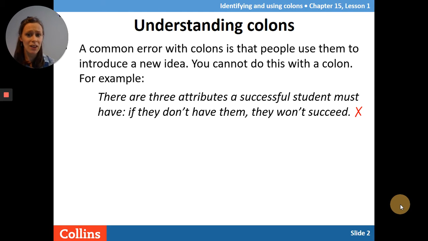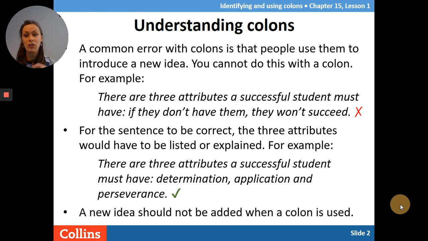Now, a common error with colons is that people use them to introduce a new idea. You cannot do this with a colon. That would be like saying 3 equals 5. They're just different. So, for example, let's have a look at this sentence. There are 3 attributes a successful student must have: if they don't have them, they won't succeed. Now, those two things are actually quite different.